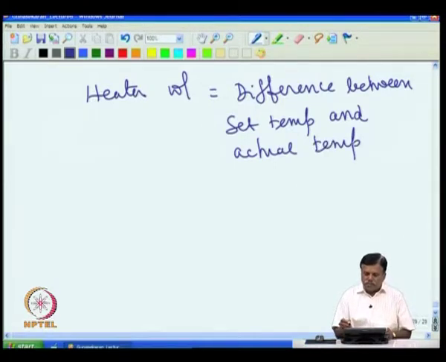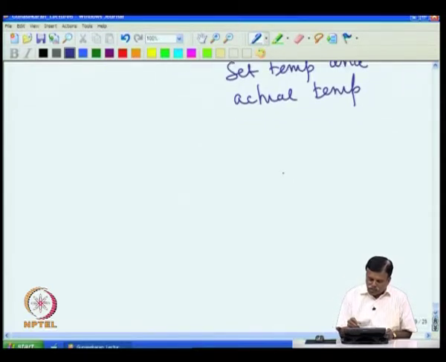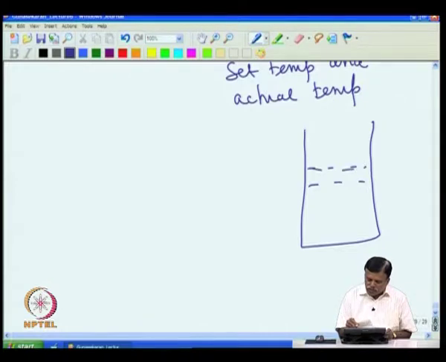So, obviously, if you have to design, then the actual temperature of the system should be known, and the set temperature should be known, and I have to find the difference. So, let us take the same example. In this case, assume that I have one oven here that I want to maintain at this temperature. Then I will assume that I have a heater here.